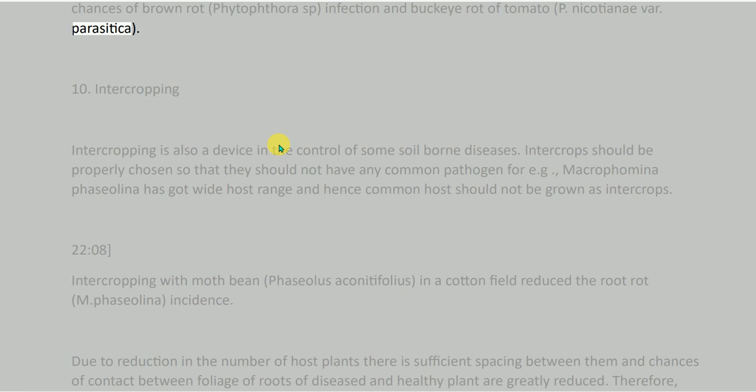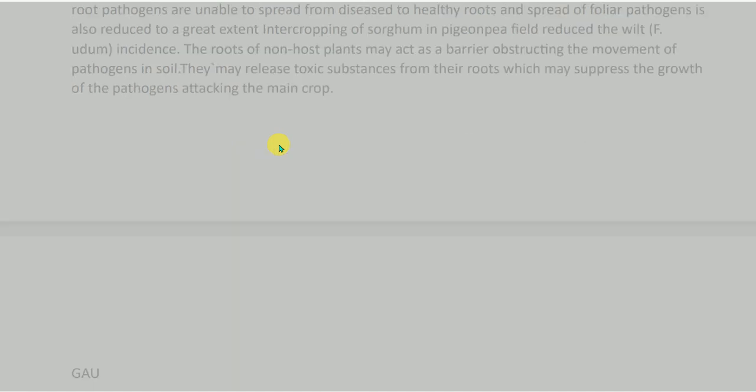Intercropping is also a device in the control of some soil-borne diseases. Intercrops should be properly chosen so that they do not have any common pathogen. For example, Macrophomina phaseolina has a wide host range and hence common hosts should not be grown as intercrops. Intercropping with moth bean, Phaseolus aconitifolius, in a cotton field reduced the root rot, M. phaseolina, incidence. Due to reduction in the number of host plants, there is sufficient spacing between them and chances of contact between foliage or roots of diseased and healthy plants are greatly reduced. Therefore, root pathogens are unable to spread from diseased to healthy roots and spread of foliar pathogens is also reduced to a great extent.